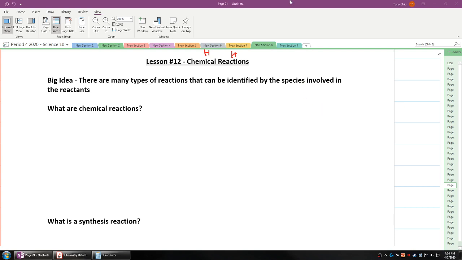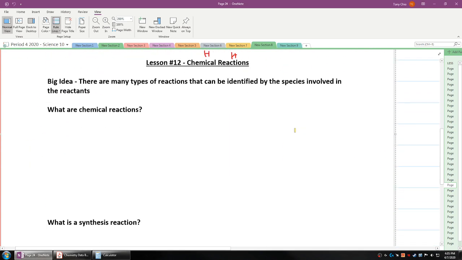In today's lesson, we're going to talk about chemical reactions, so lesson number 12. Now, the big idea is that there are many types of reaction that can be identified by the species involved in our reactants. So what are these terms? Reactants and products and chemical reactions. Well, we went over these topics before in a previous lesson.